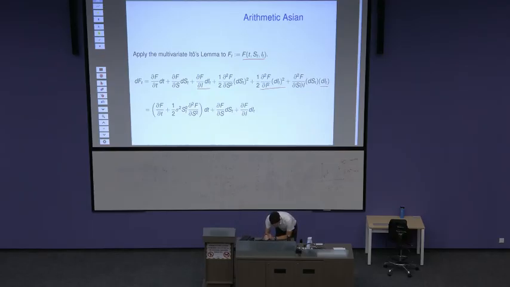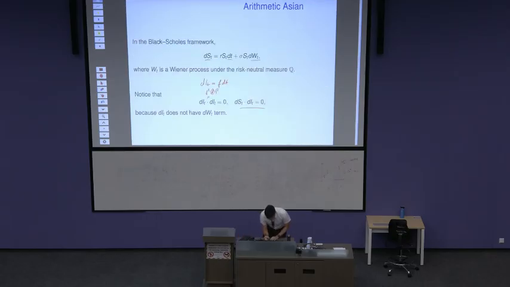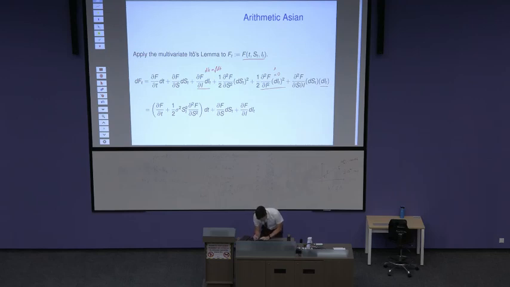Good. dI_t, again, is f dt, because it's just an integral over time. dI_t squared is 0. This is what I have written down on the previous slide. So this is dI_t squared, this is 0. And dS_t dI_t is also 0. dS_t squared, again, is S_t squared sigma squared dt, because we are in the Black-Scholes model. Okay, I have a couple of dt terms.